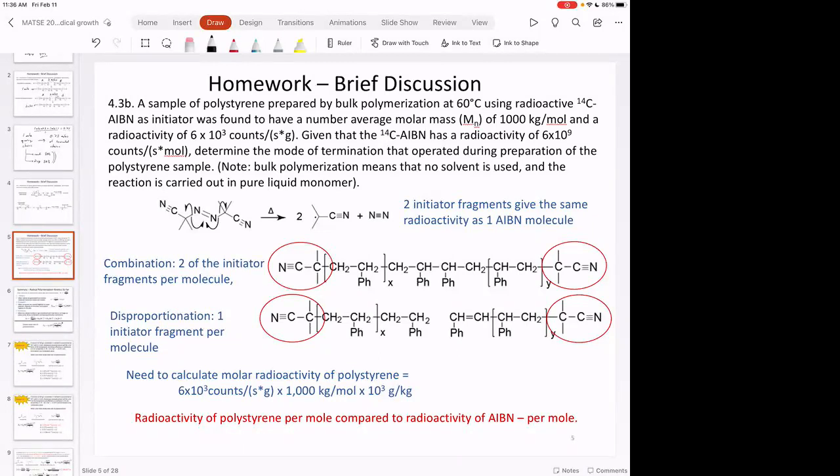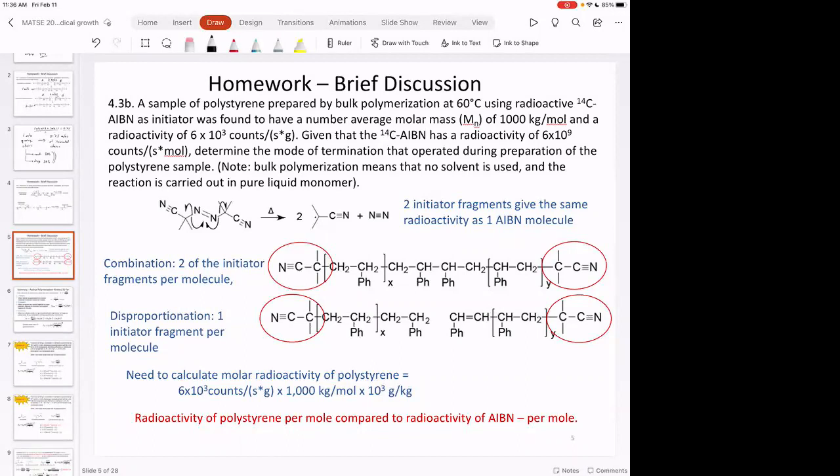So this is the key to 4.3 part 2, sorry. I have to compare how much radioactivity per mole of AIBN and how much radioactivity per mole of polystyrene. And the key is right here on this slide.